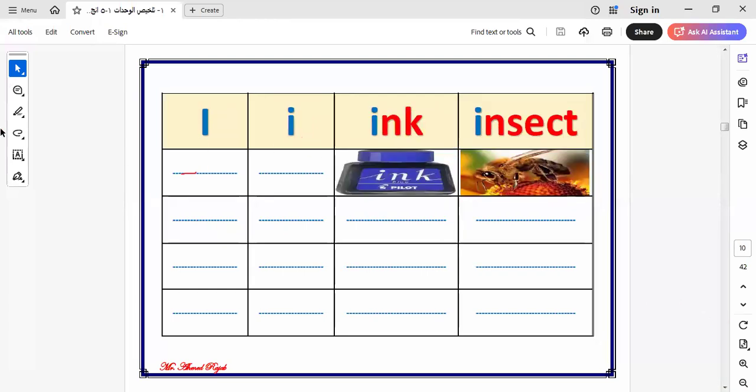Capital I and small i, ink and insect. I will write it here. Capital I is written like this. Capital I and small i, ink and insect. So let's go to another one.